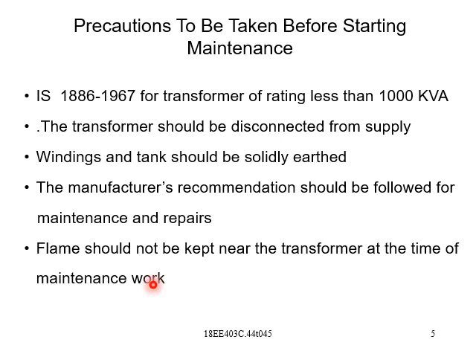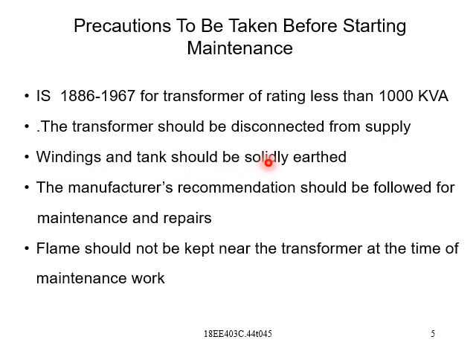So these are some precautions to be taken before starting the maintenance of a transformer. Indian Standard 1886 of 1967, for transformers of rating less than 1000 kVA: the transformer should be disconnected from supply. When you are maintaining it, you need to disconnect it from the supply.